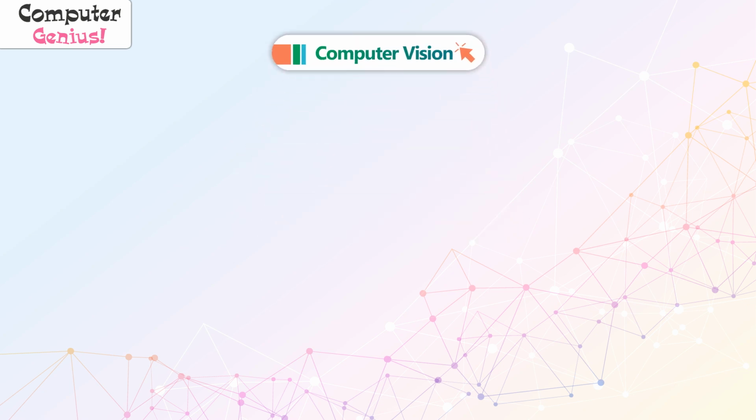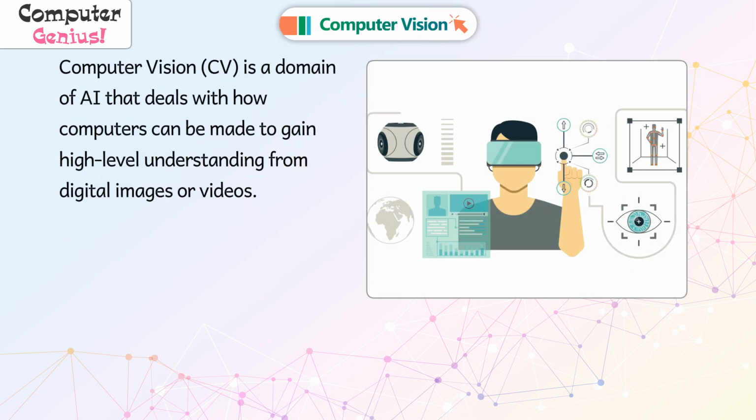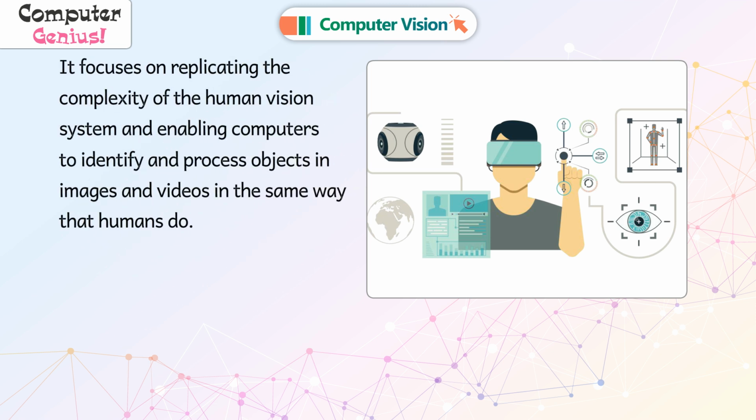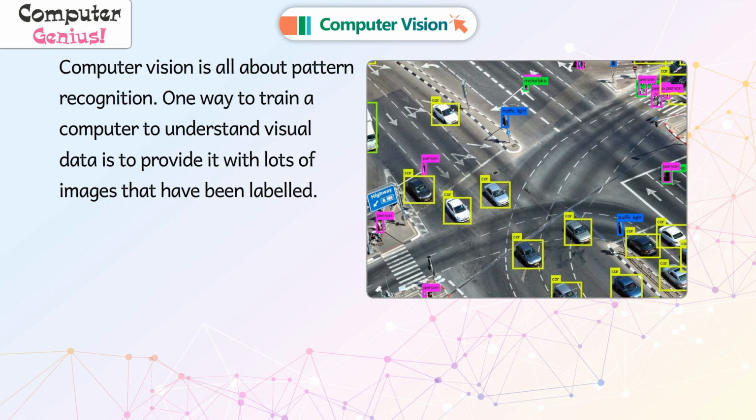Computer vision. Computer vision (CV) is a domain of AI that deals with how computers can be made to gain high-level understanding from digital images or videos. It focuses on replicating the complexity of the human vision system and enabling computers to identify and process objects in images and videos in the same way that humans do.